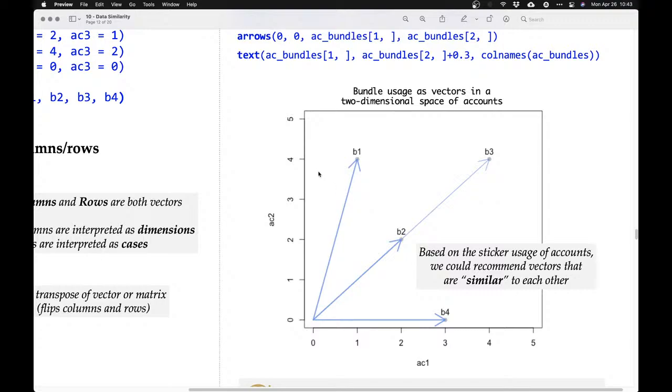It's a little hard to recommend bundle 1 and bundle 4 because the two users who we have in this even smaller data set disagree on them completely. All right? So what we have here is we're getting a kind of sense of how different people agree or disagree in their usage of bundles, right?